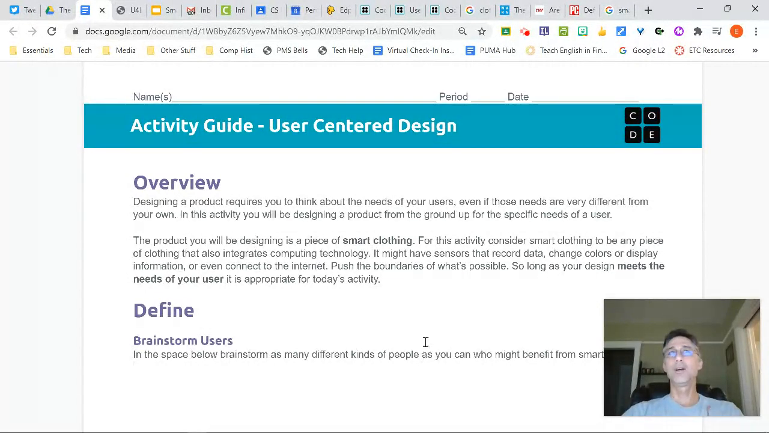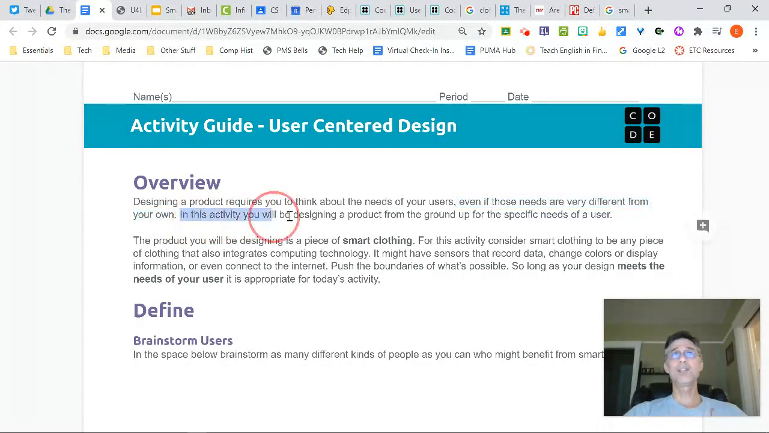Okay, so we are looking right now at the assignment. It's called User-Centered Design. I'm going to take you through it, and this should help you to complete the assignment. First, the overview. It says designing a product requires you think about the needs of your users, like I was just saying, even, this is important, even if those needs are very different from your own. So we're not necessarily designing something for ourselves. As a matter of fact, it's better if you think about designing something for someone else.